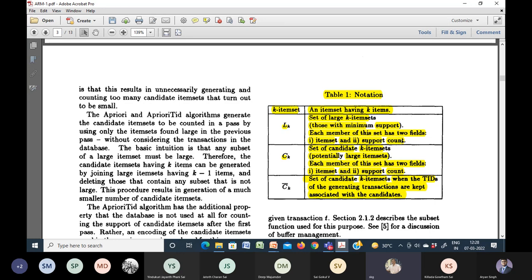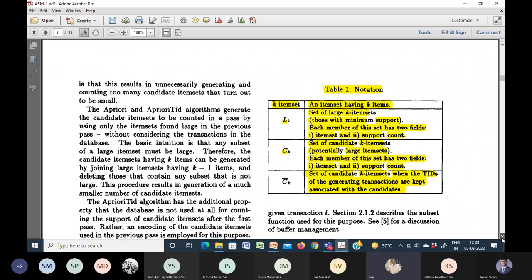So Lk is the set of large item sets, that means those having the minimum support. Ck is the set of k-item sets, potentially large item sets, so we need to check and prune again whether they are large item sets. And Ck bar is the candidate item set where the TIDs of the generating transactions are kept associated with the candidates. Let us see the example first, then come back to this.